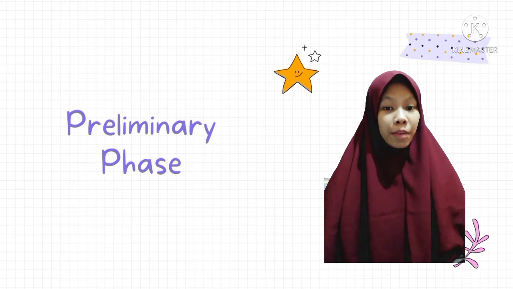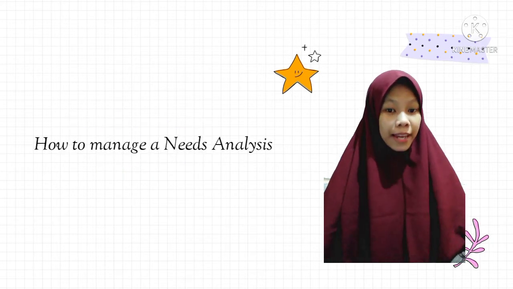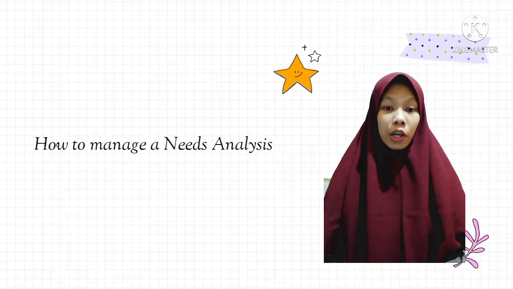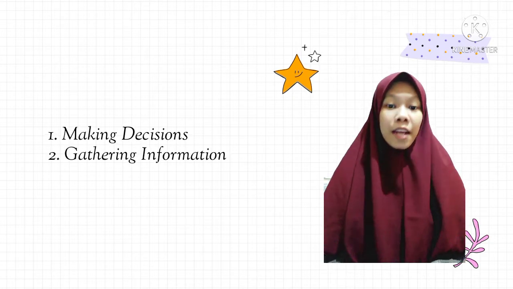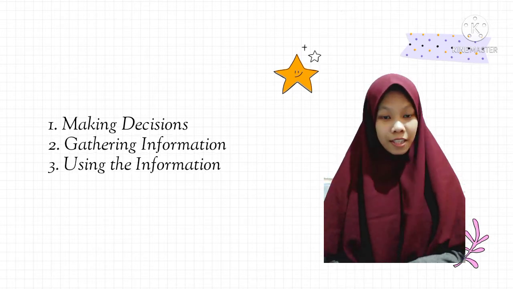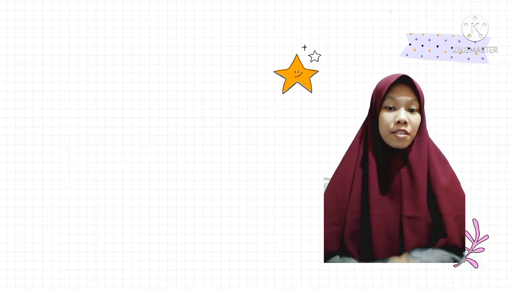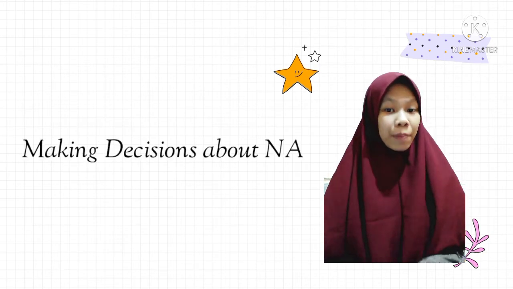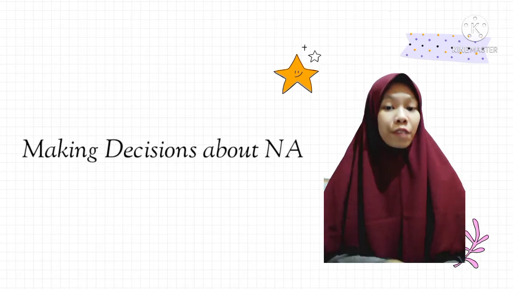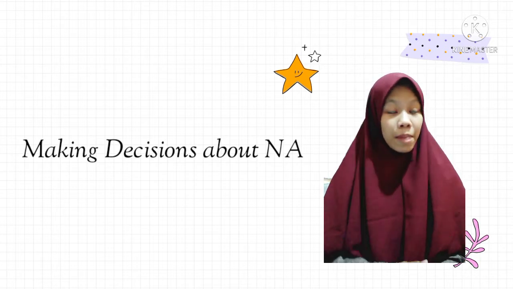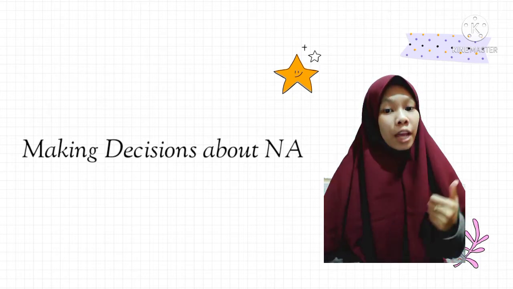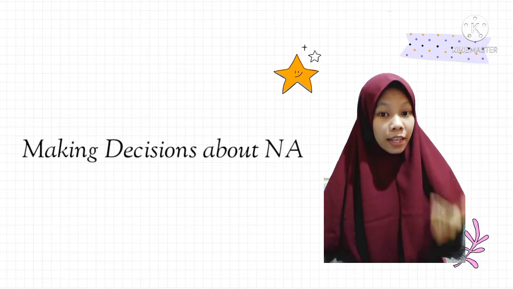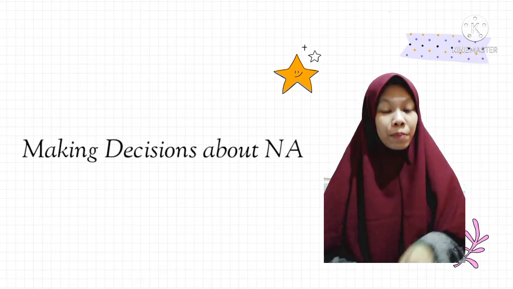Well, in the preliminary phase, we will discuss how to manage need analysis. To carry out a needs analysis, there are 3 stages need to be considered. The first is making decision about the needs analysis, the second is gathering information, and the last is using the information. Alright, straight away, the first is making decision about the need analysis. There are several parts need to be considered in making a decision, namely who will be involved in the needs analysis, what type of information should be collected, and what point of view should be presented.